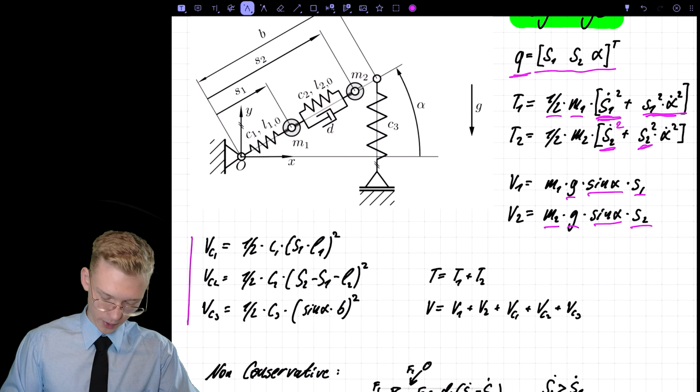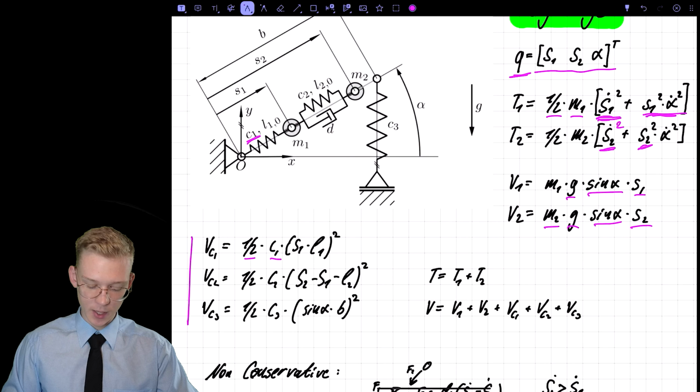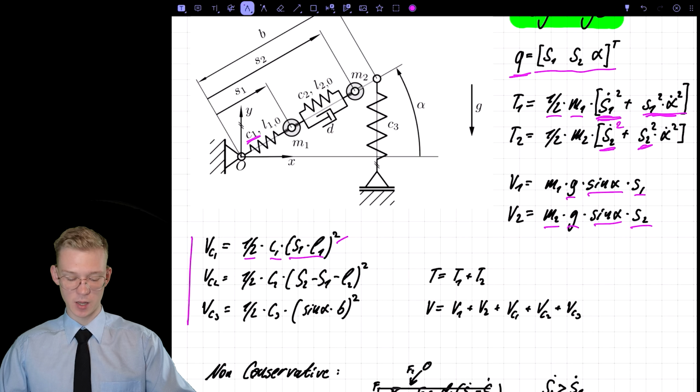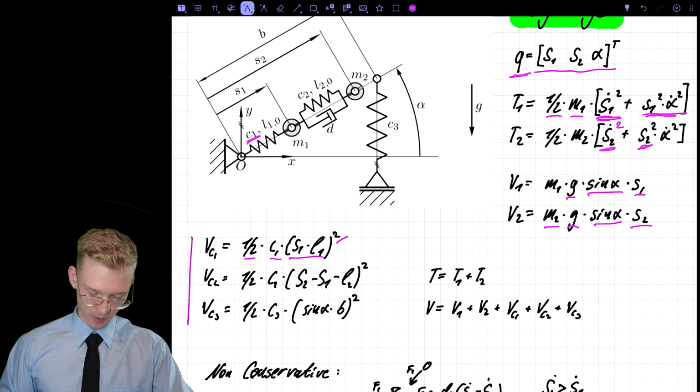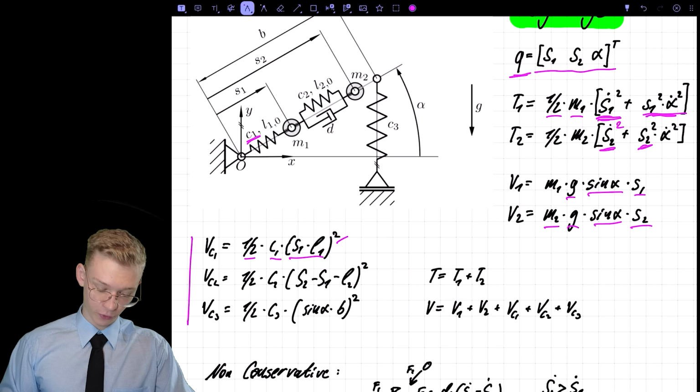So we have 1/2 times C1, that's the constant for spring 1, times S1 minus L1 squared. Don't forget the squared. So L1 is the length of the spring where it's not in compression and not under tension. We do the same thing for spring 2. We have 1/2 times C2.